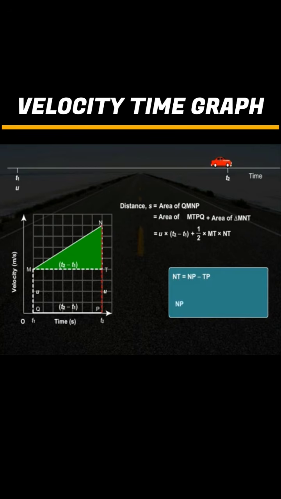And what is np? np actually is the final velocity at point t2, right? So we use our equation of motion, u plus at. That's what v is. So u plus a into the time interval, which is t2 minus t1. So this is np, u plus a into t2 minus t1. And from this, we subtract tp, which is u. So we get a into t2 minus t1 as nt.